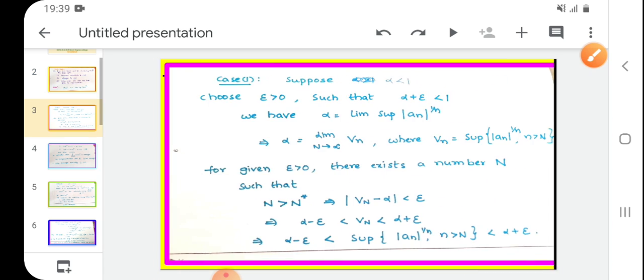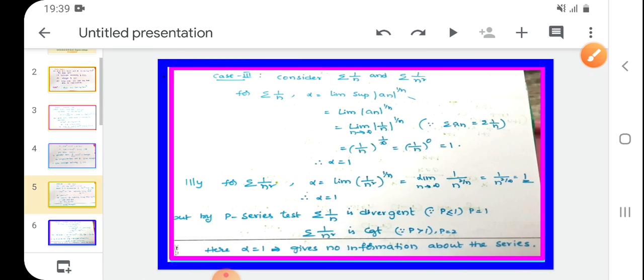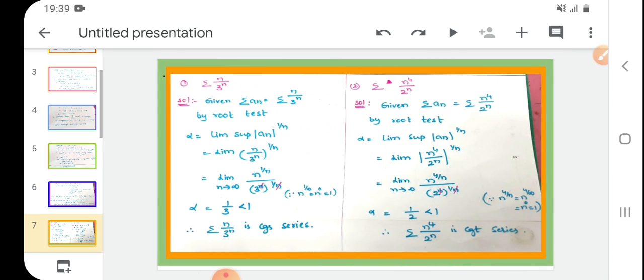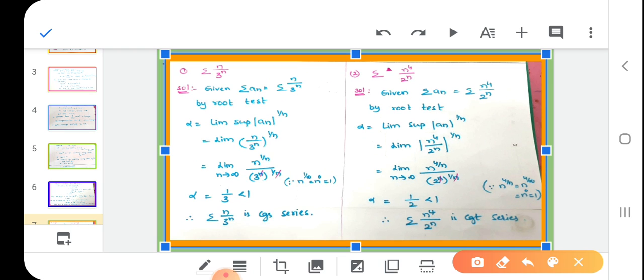Okay, see here, I do some examples. First one is, see, what is the first series? Summation n by 3 power n.